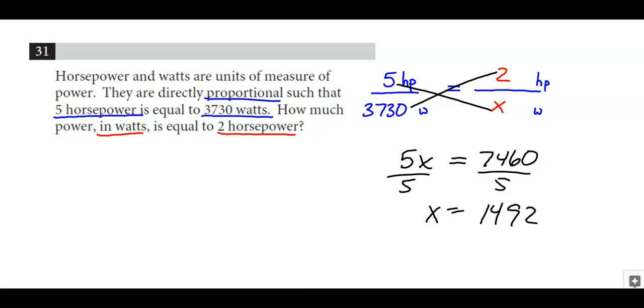Then I always want to double check and make sure that makes sense. So 5 horsepower was 3730. 2 was a little less than half of that. So 1492 is less than half. So that looks like it works out right. So the correct answer is 1492. You don't have to put watts in there. There's nowhere to bubble that on the free response. So just 1492.